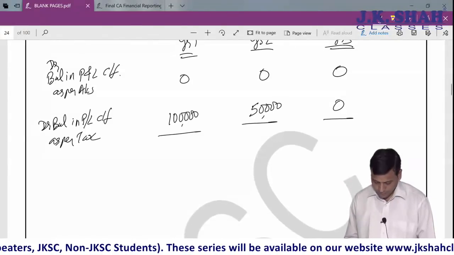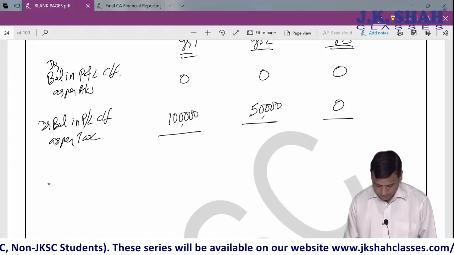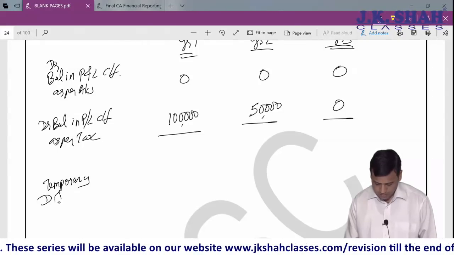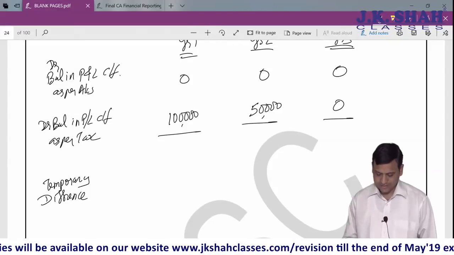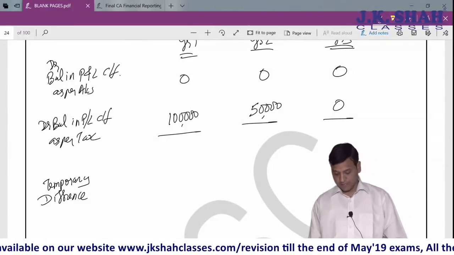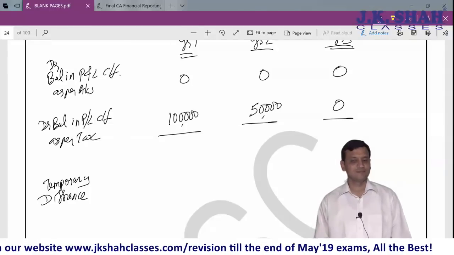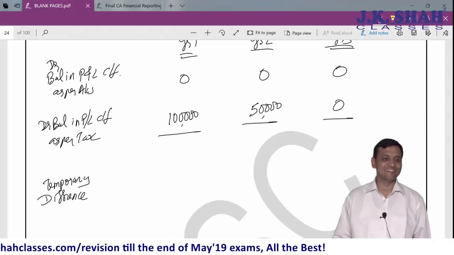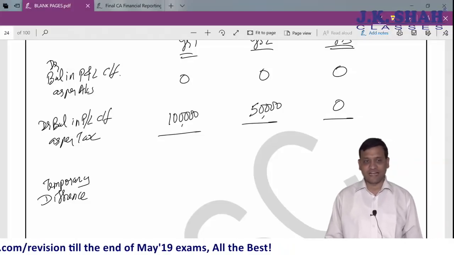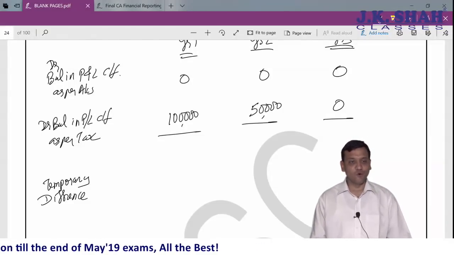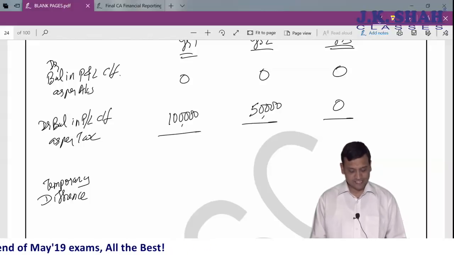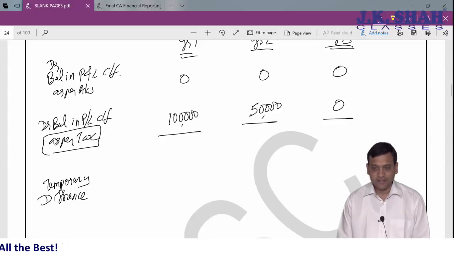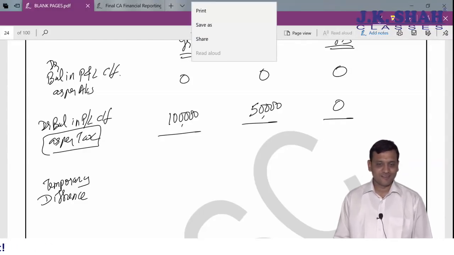Now this is nothing but a temporary difference. Tell me, is this temporary difference deductible or taxable? Who is more than whom? Can I say tax base is more than accounting base? This is nothing but P&L as per tax. So tax base is 1 lakh, accounting base is 0.